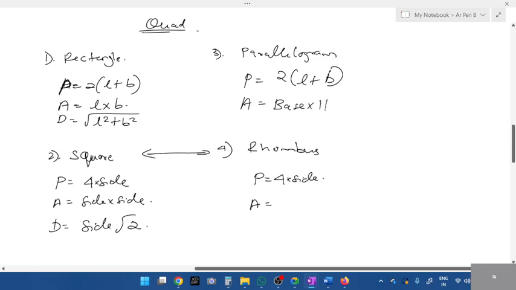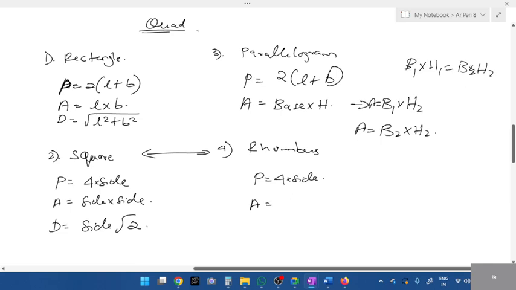Base into height. In base into height, we have 2 bases and 2 heights. So that is nothing but B1 into H1. You can find the area, or you can even use B2 into H2. You can combine both and you'll get a formula: B1 into H1 is equal to B2 into H2.